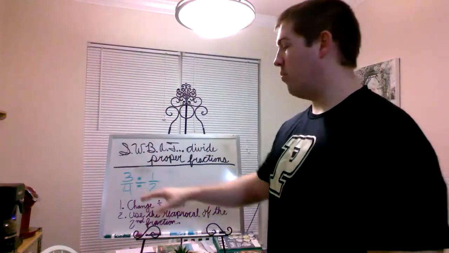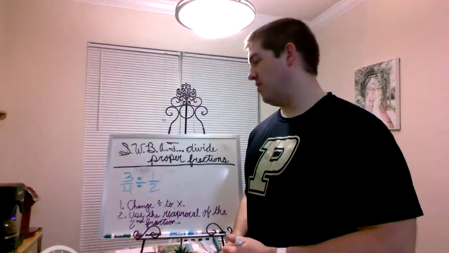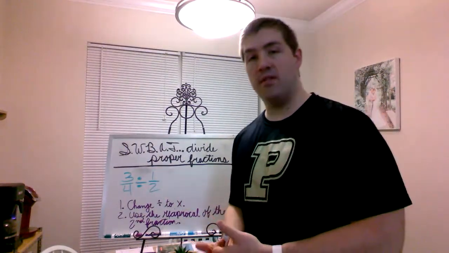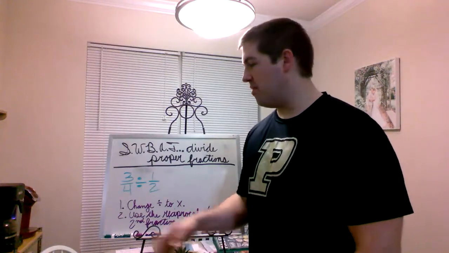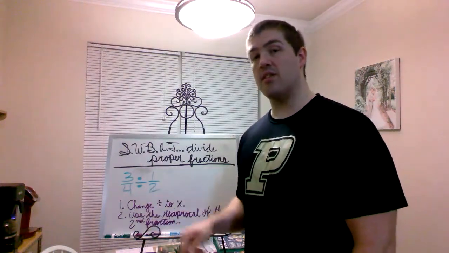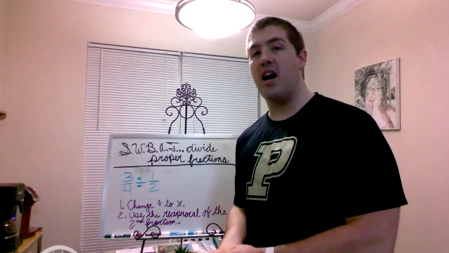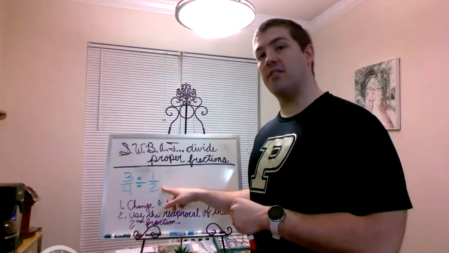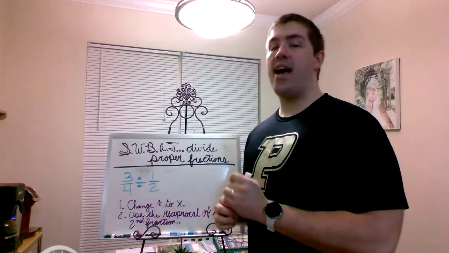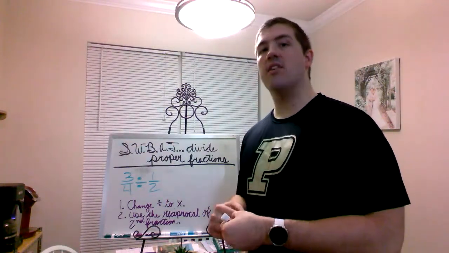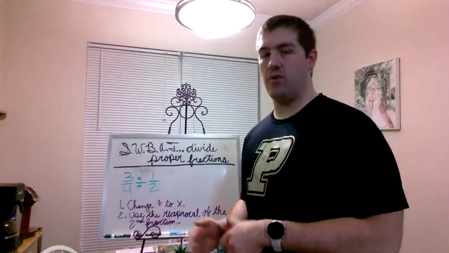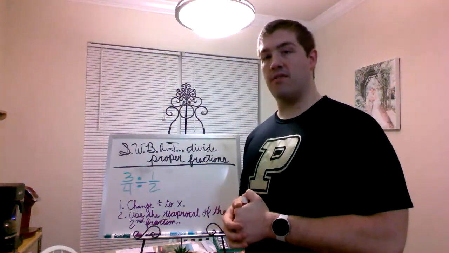All right, so we have two proper fractions here, 3/4 and 1/2. Now we're going to be dividing these two. Let's remember the first number, 3/4, is the number that's going to be divided up. It is the dividend. And 1/2 is our divisor, what's going to be dividing 3/4 up. How many halves go into 3/4? That's what we're trying to find.